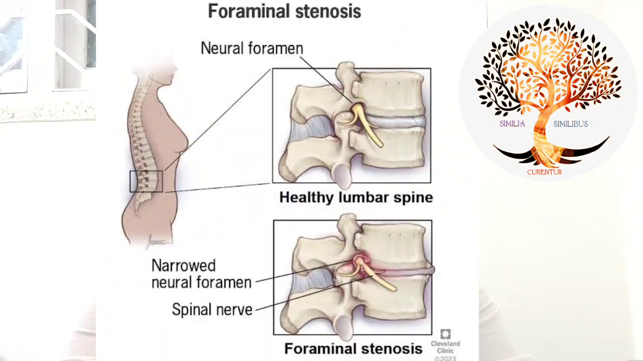Lumbar spondylosis can lead to foraminal stenosis, which is the narrowing of the neural foramina, the small openings between the vertebrae through which the spinal nerves exit the spinal cord. Narrowing of these openings can result in nerve compression and cause symptoms such as pain, numbness or weakness of the legs. The 5th one we know in lumbar spondylosis is spondylolisthesis.